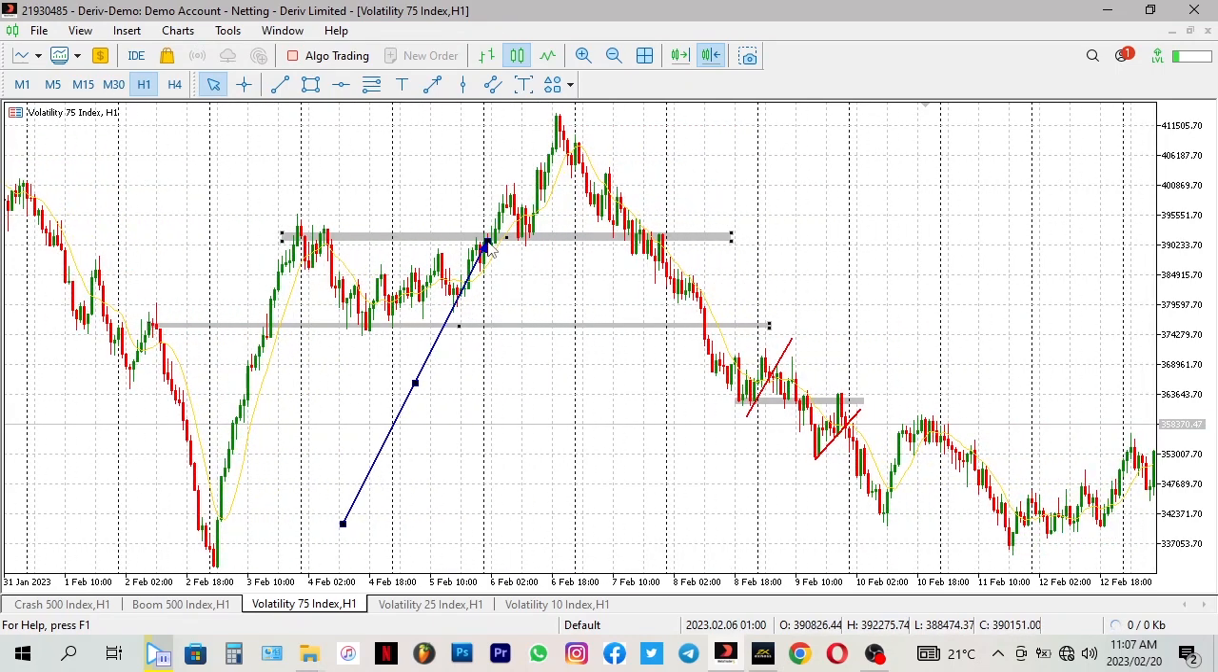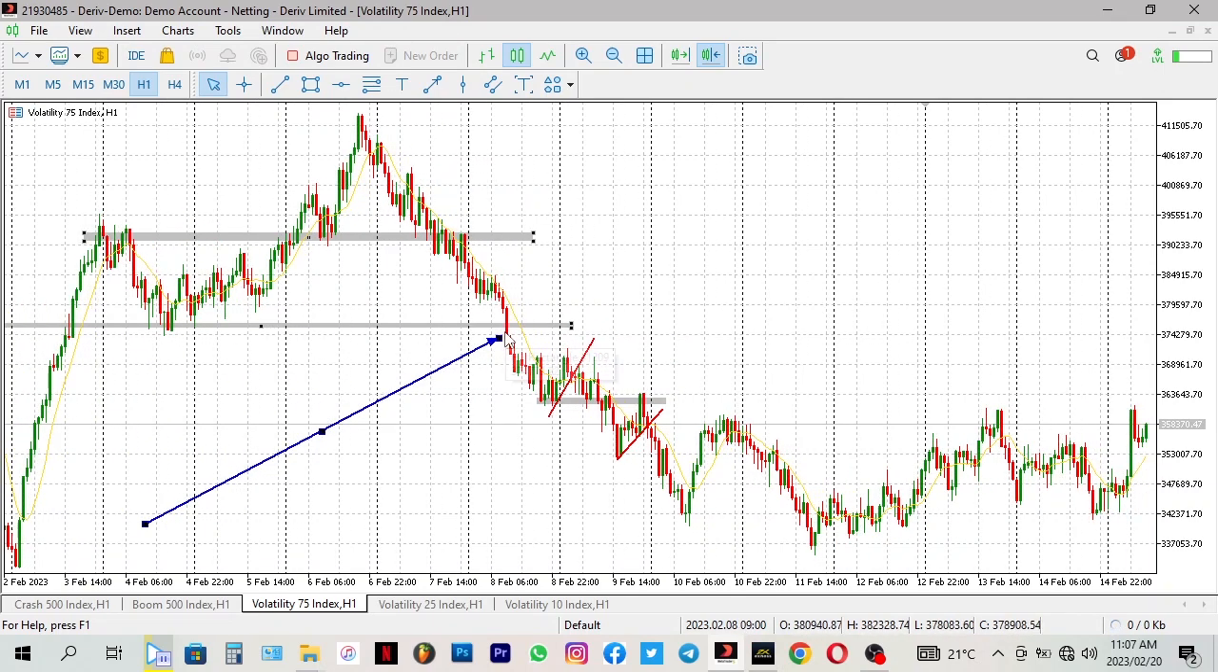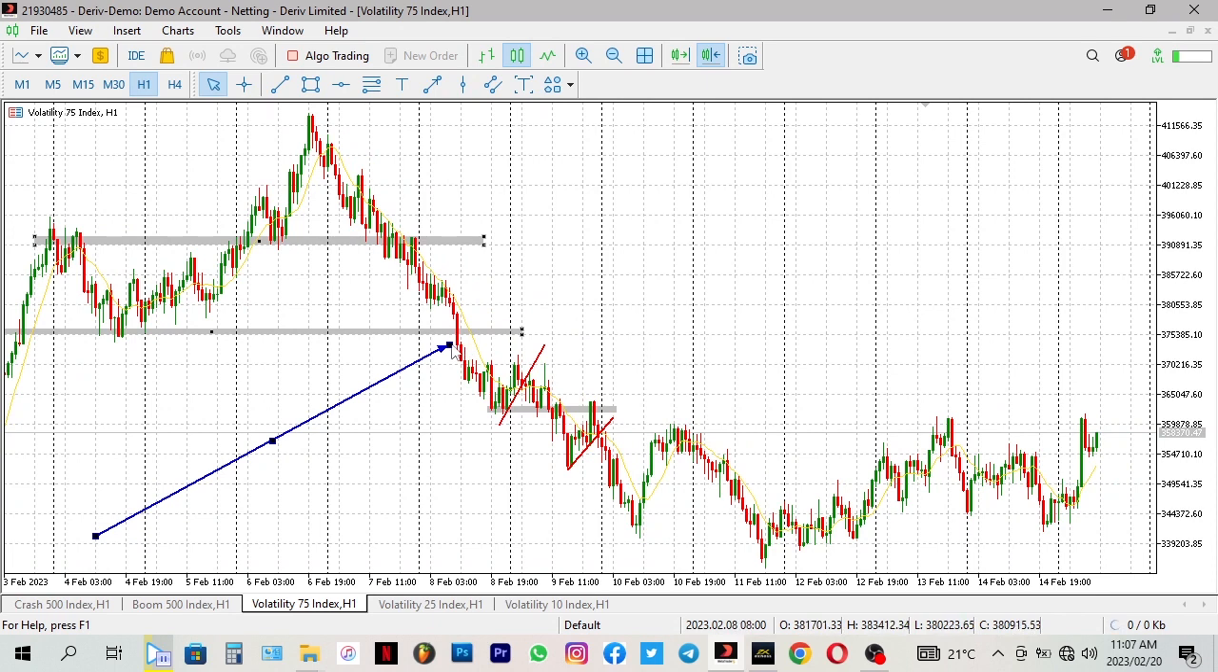We came back and created another higher low, then came back and broke it, so we're now looking for sells. Then we also broke our major support for the uptrend. That's our strong verification that the market is now going down.